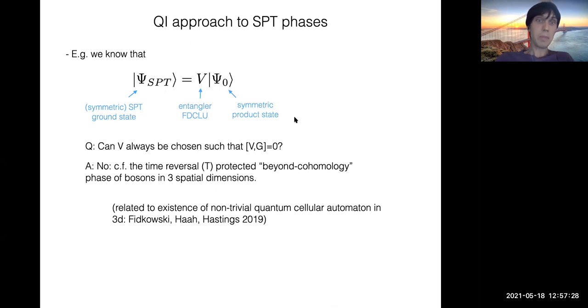It turns out that for some SPT phases, the circuit can be chosen to be overall symmetric, and for some, there's an obstruction and it cannot.